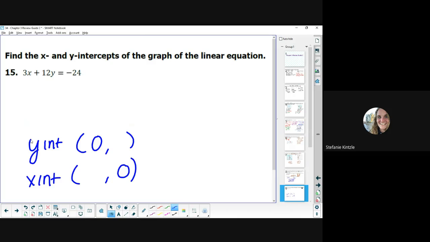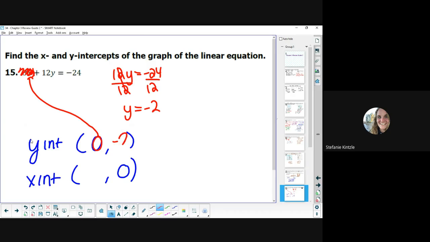Well, how do we do that? Well, if I know for the y-intercept that x is 0, let's plug in 0 for x. If you plug in 0 for x, you get 3 times 0, which is just 0. So now I have 12y equals negative 24. I divide both sides by 12, and I get y equals negative 2, and therefore my y-intercept is at 0, negative 2. Okay? Remember, your intercept is not a line, so do not write this as your answer. My intercept is not a line, it's an ordered pair, it's a point. Okay, so you have to write it as a point.